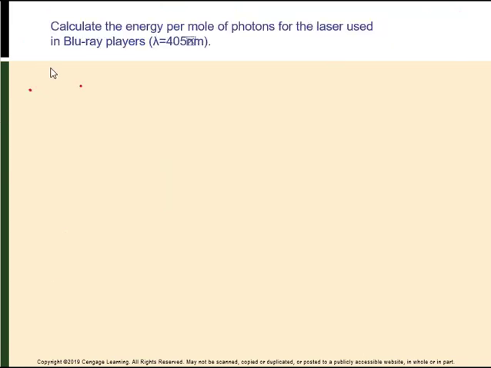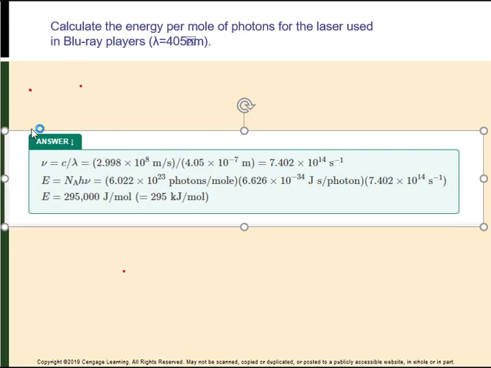How about you try this one? Calculate the energy per mole of photons for the laser used in Blu-Ray players, where the wavelength of Blu-Ray player lasers is 405 nanometers. So why don't you try pausing this and seeing if you can set that up. All right, let's check our work.